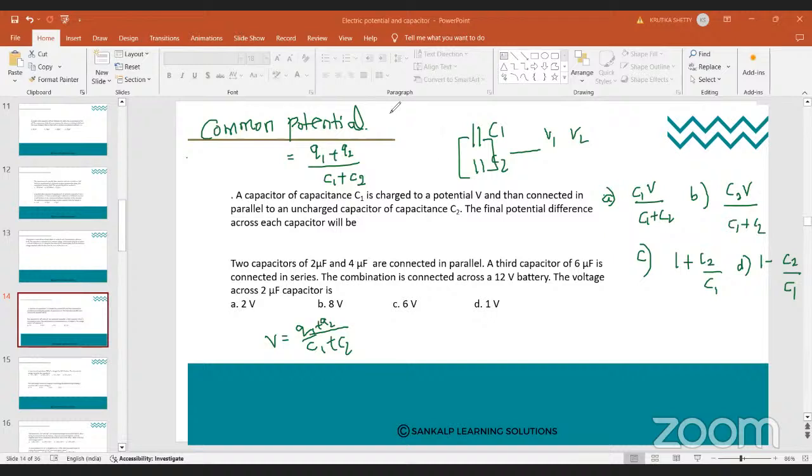Okay. So therefore Q1 plus Q2 divided by C1 plus C2, which is equal to, I'll substitute the value of Q, that is C1 into V because they have the common potential, plus 0. Why 0? Because here the second capacitor is there, it is an uncharged capacitor. Uncharged capacitor means 0 charge. So divided by C1 plus C2 again. So if you see the options, option A is the correct answer, that is C1 into V divided by C1 plus C2.